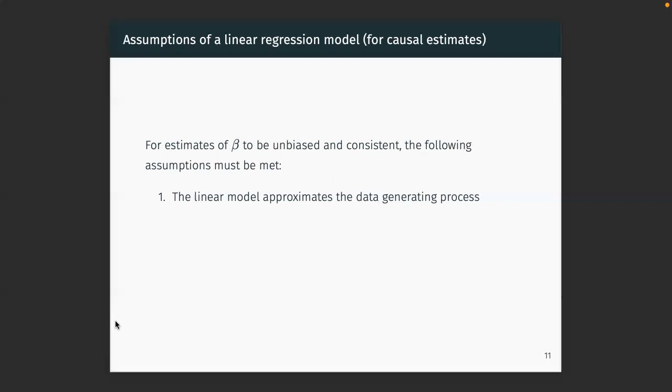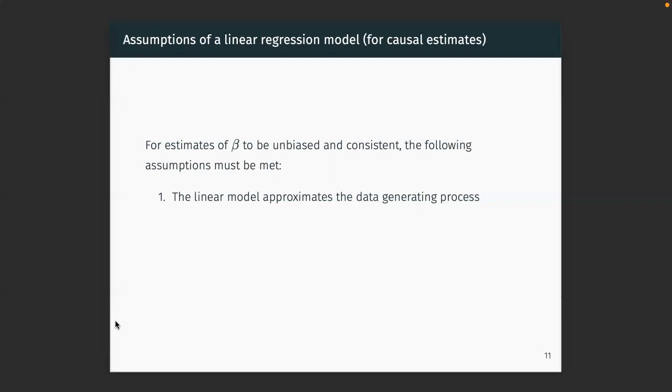Okay, so we have to have a couple of assumptions for our estimate of beta, for beta hat, to be unbiased. That means our estimate of beta hat is not systematically higher or lower than the true value of beta, right? And for it to be consistent, that means it converges to the true value of beta as our sample size increases, following the central limit theorem, right?